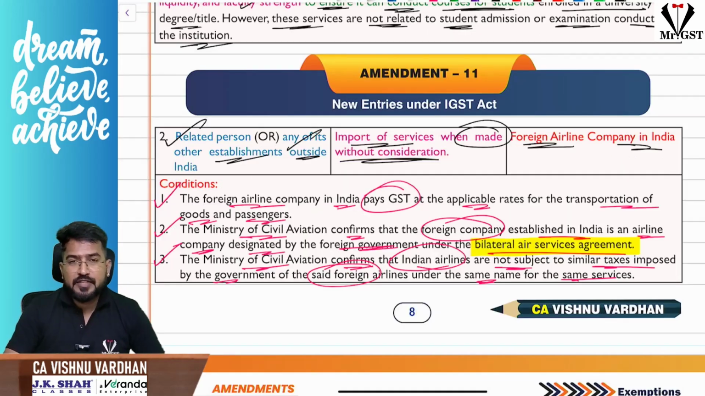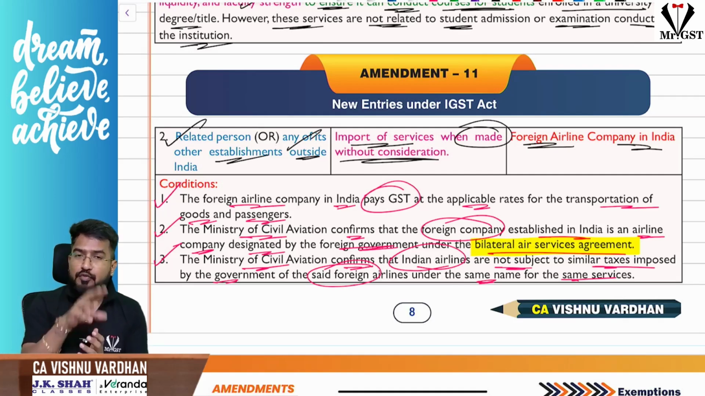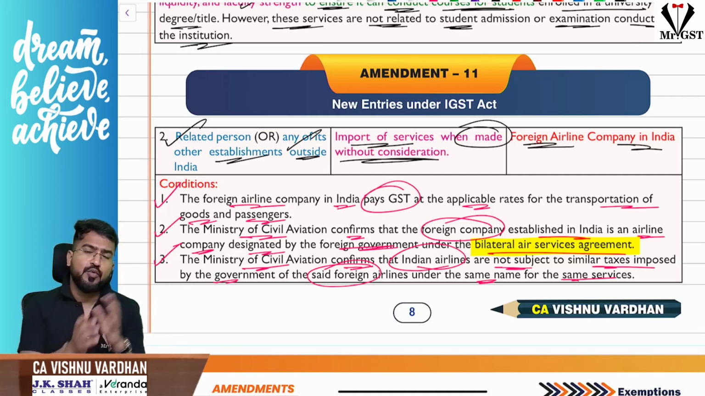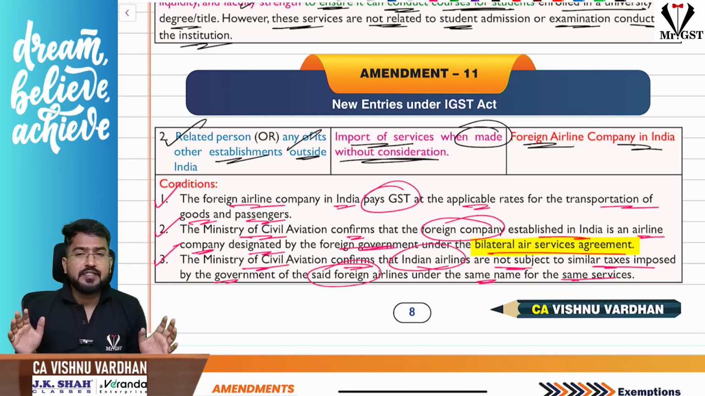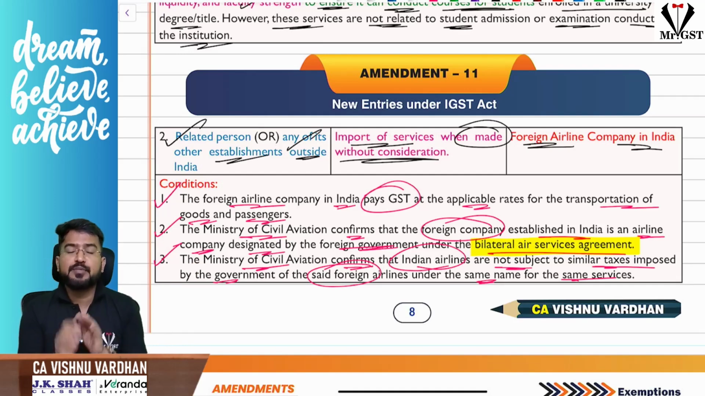Right, the next one is with respect to the new entry in the IGST Act. Actually, the foreign airline company located in India. The foreign airline company in India is importing services from its related person or own establishment located outside India. Any service imported by the foreign airline company in India from its related person or own establishment is exempt under GST, provided three conditions are satisfied.